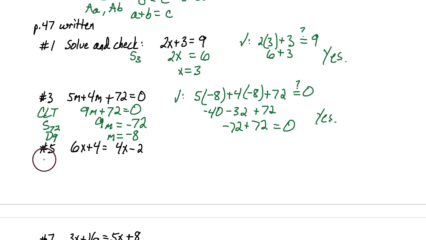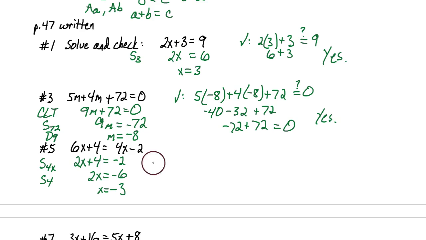Number 5, we could subtract 4x from both sides. 6x subtract 4x is 2x. On the right side of the equation, after subtracting the 4x, we have negative 2 left. Now we could subtract 4 from both sides. We get 2x equals negative 6. Therefore, x is negative 3, because 2 times negative 3 equals negative 6.